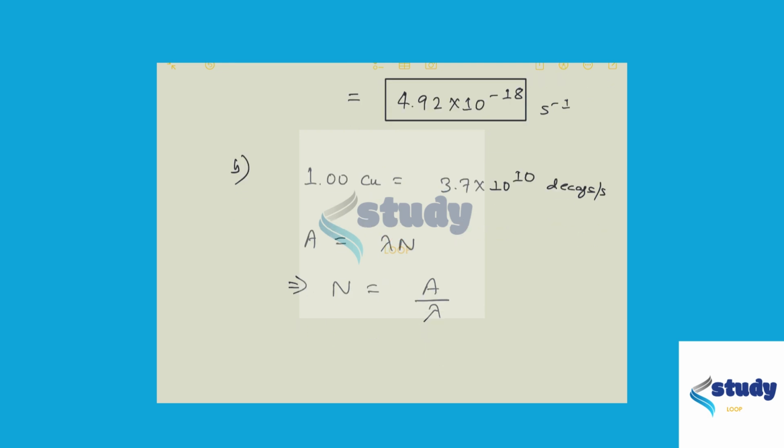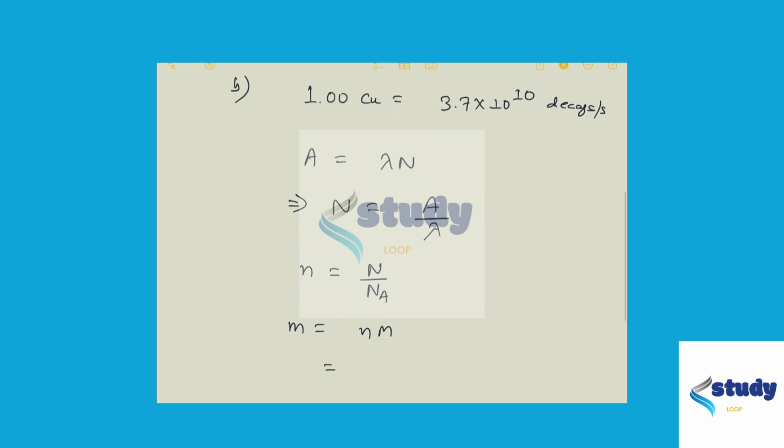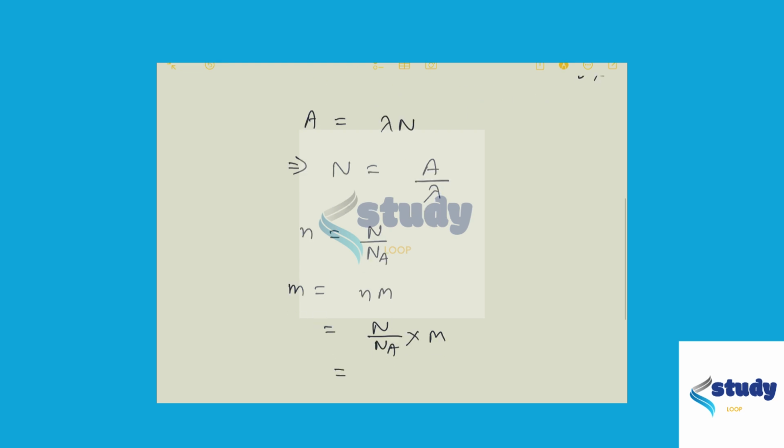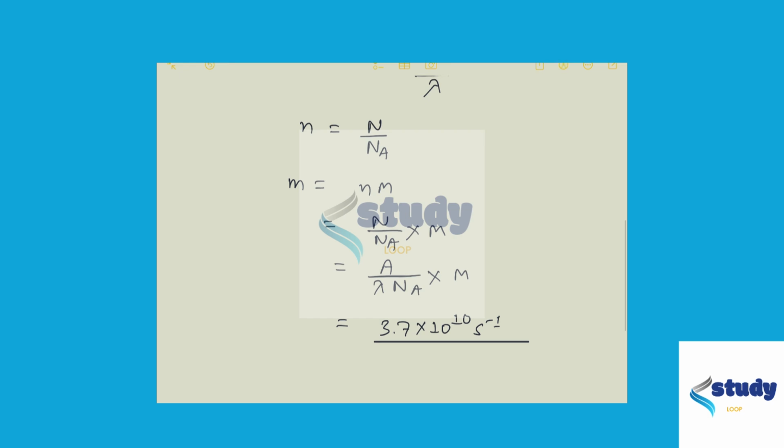and the number of moles will be number of particles upon Avogadro's constant, and mass will be number of moles of particles times molar mass. So we have n upon Avogadro's constant times molar mass, n is activity upon lambda times molar mass.